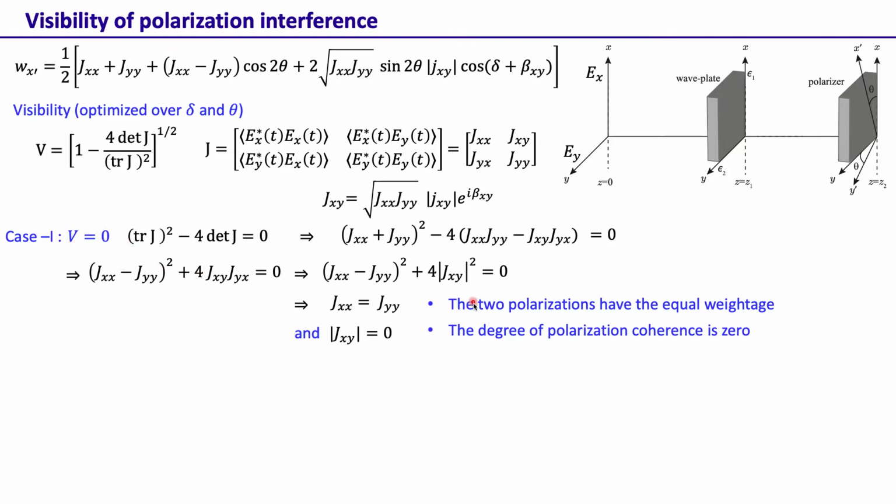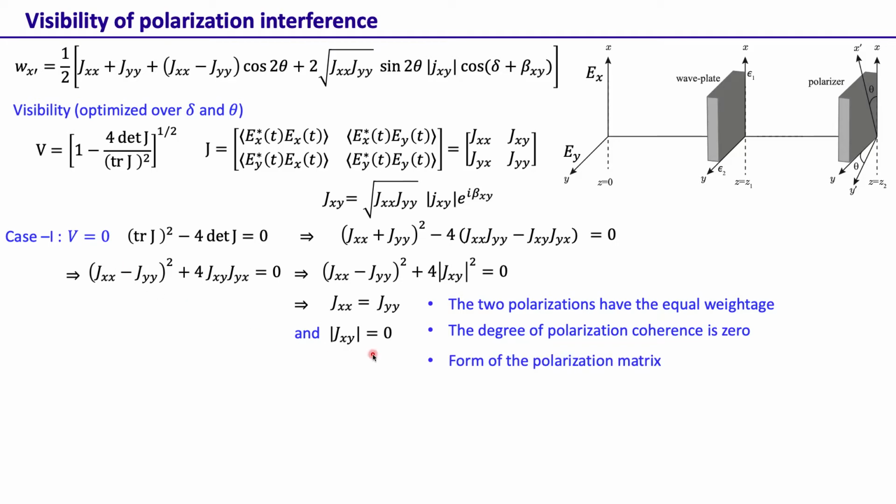So if the visibility is 0, it means the two polarizations have equal weightage and the degree of polarization coherence is 0. And also if we have that the two polarizations have equal weightage and the degree of polarization coherence is 0, then we can be sure that this optimized visibility will be equal to 0.